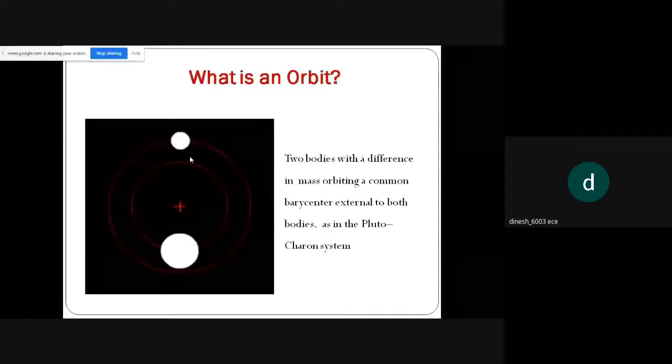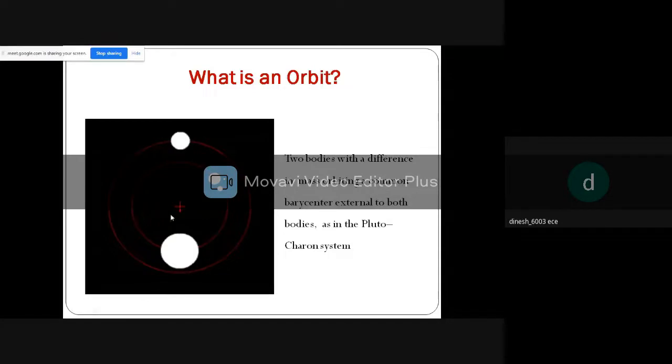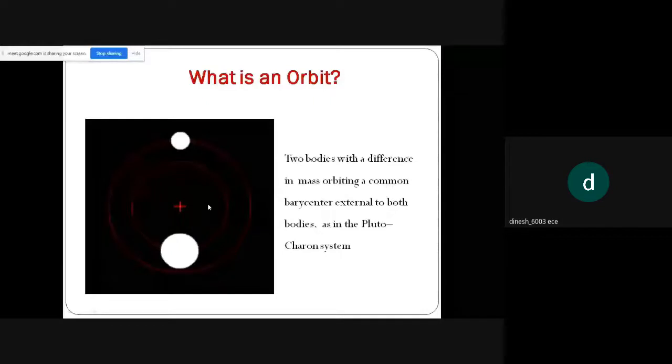You can see a plus in the center of this circle, and we have two bodies orbiting around it, one a heavier mass, another a lighter mass. So two bodies with a difference in mass orbiting a common barycenter. An example is the Pluto Charon system. So this is an orbit.